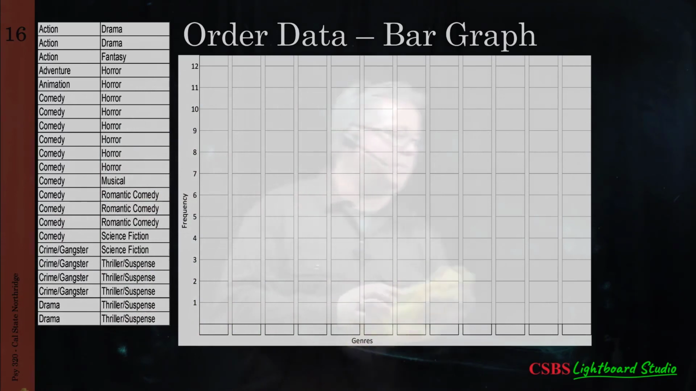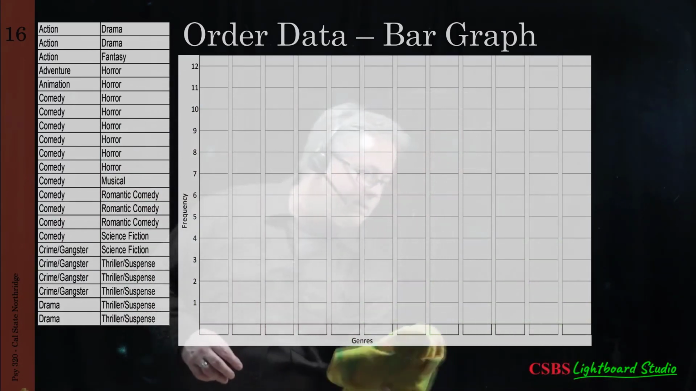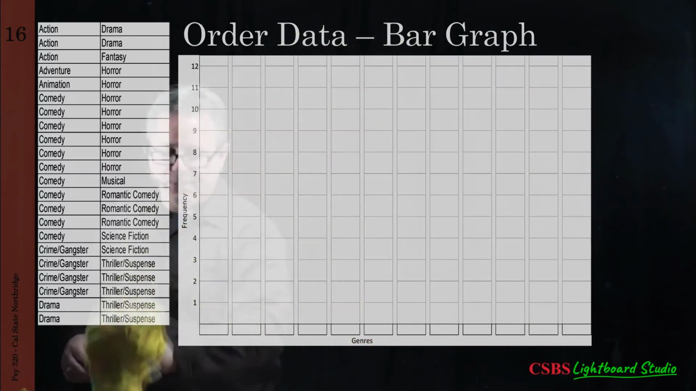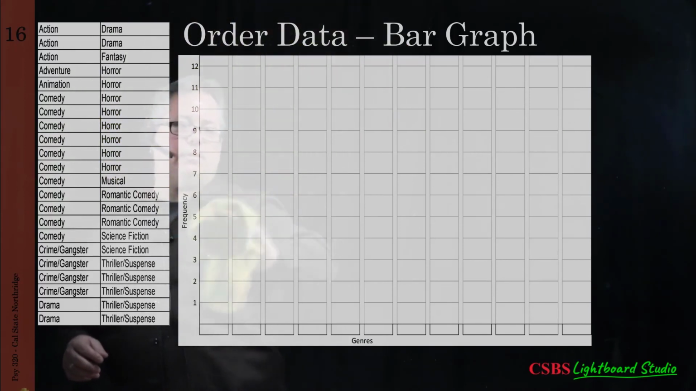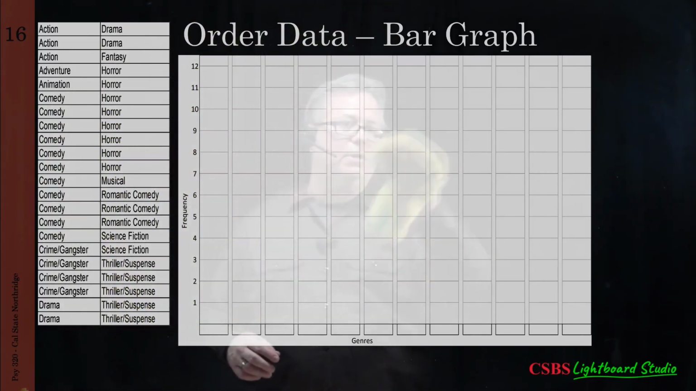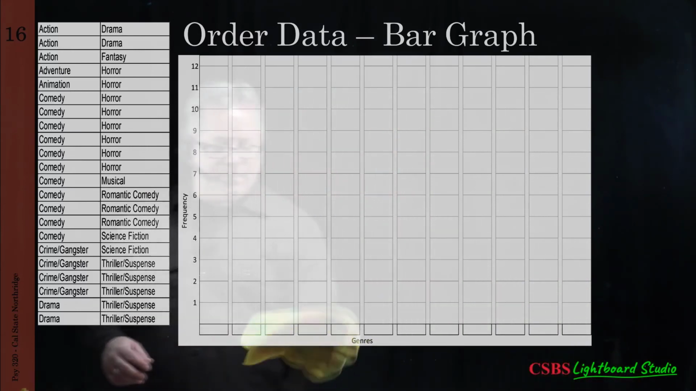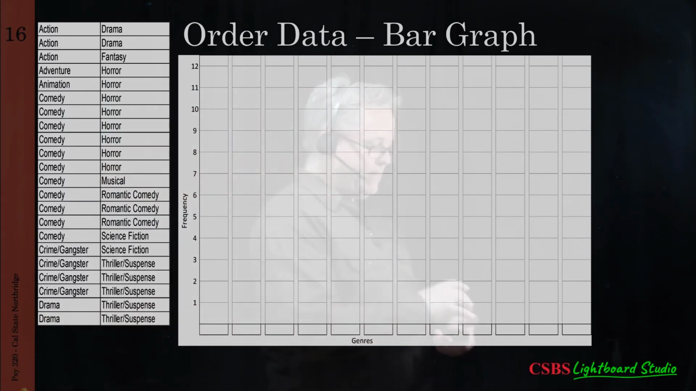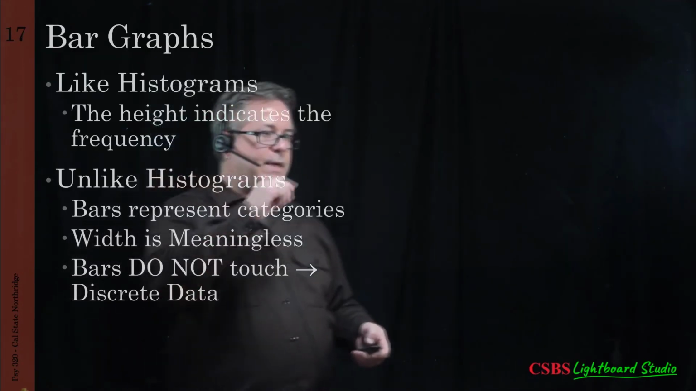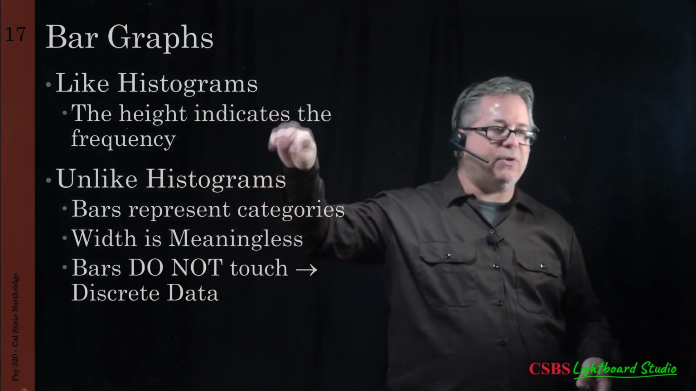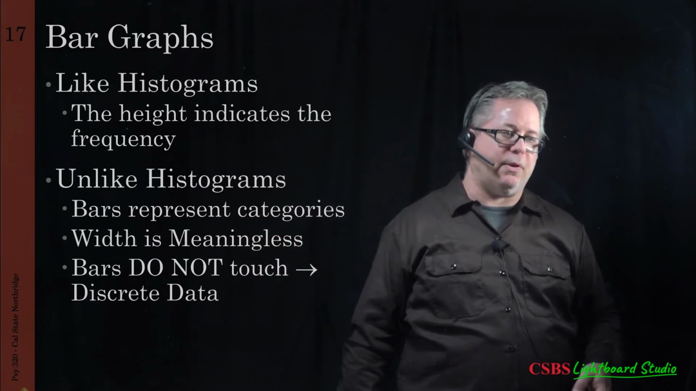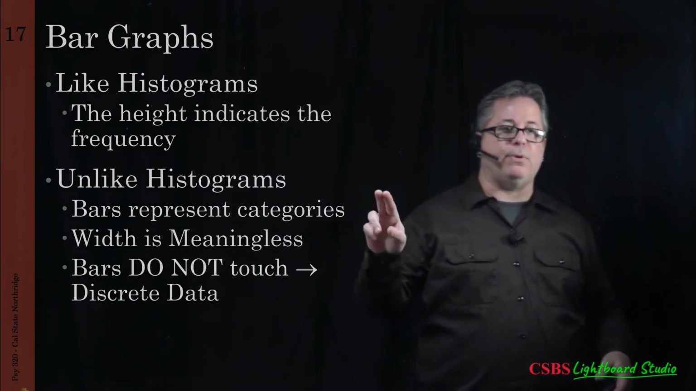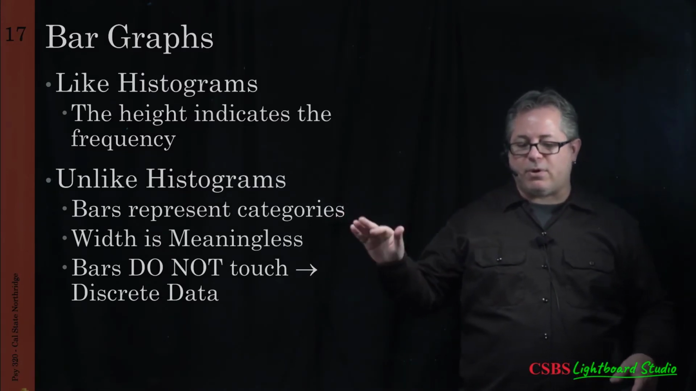So again, with a bar graph, the bars do not touch, and the widths are not meaningful. The only thing that they share is that the height of the bars means relatively the same thing. It tells you the frequency or the percentage or something. Otherwise, they just look similar on the surface, but really are functioning to do different things. With categorical data, like histograms, the height indicates the frequency, but unlike histograms, the width is meaningless and the bars do not touch. So that's a first clue: if you see bars on a graph that are not touching, it's likely a bar graph, not a histogram.